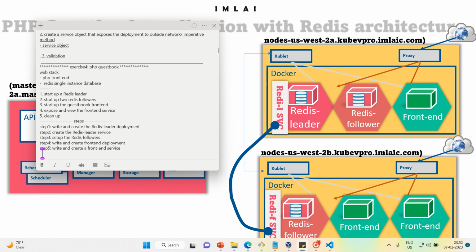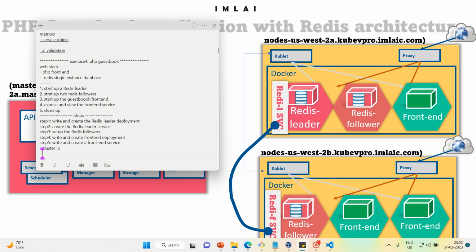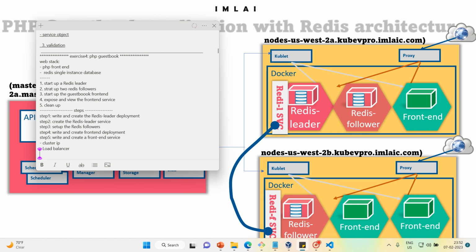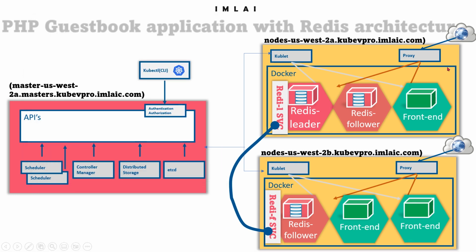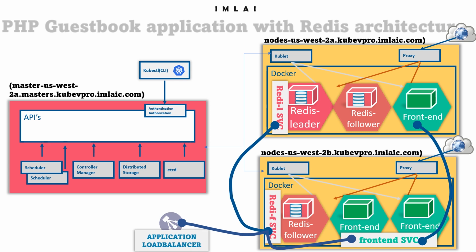One is cluster IP, second one is load balancer. So both I'm gonna do. Okay, so that's the 5th step. So fifth step is to create a front-end service for all three. Then this front-end service, I am gonna make it as a load balancer.